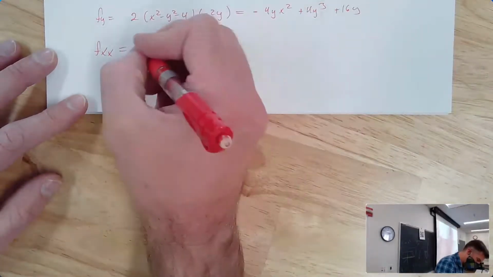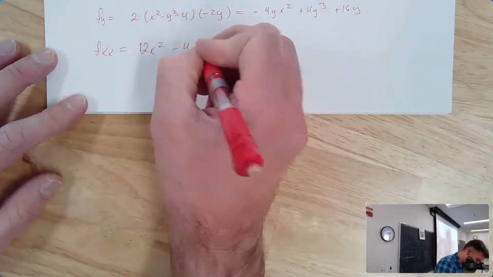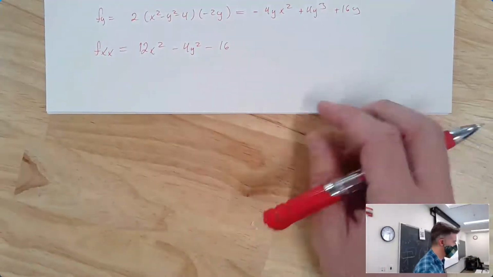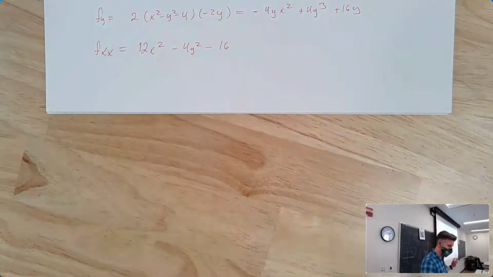So fxx is 12x squared minus 4y squared minus 16. Oh, but we're not... I was like, oh, that's terrible. It's not terrible. I was thinking we're going to have to set this equal to 0 and solve. That's not what we're doing. We're just plugging in our critical points.